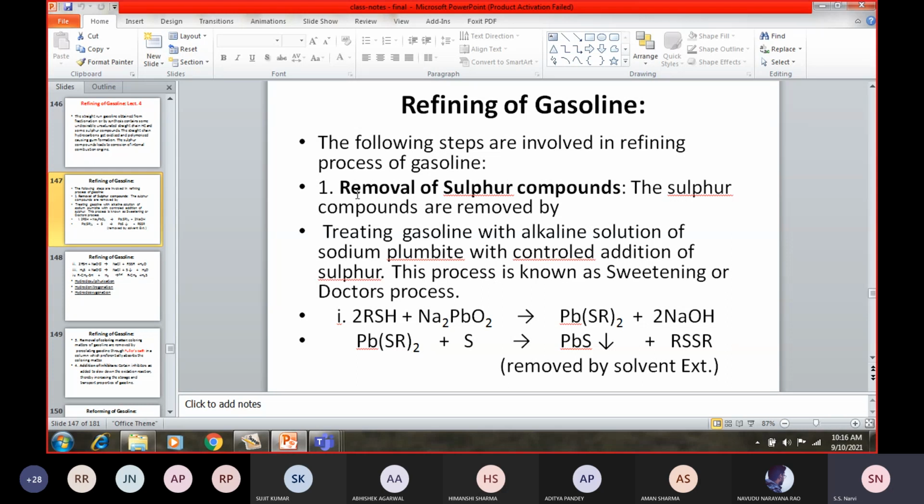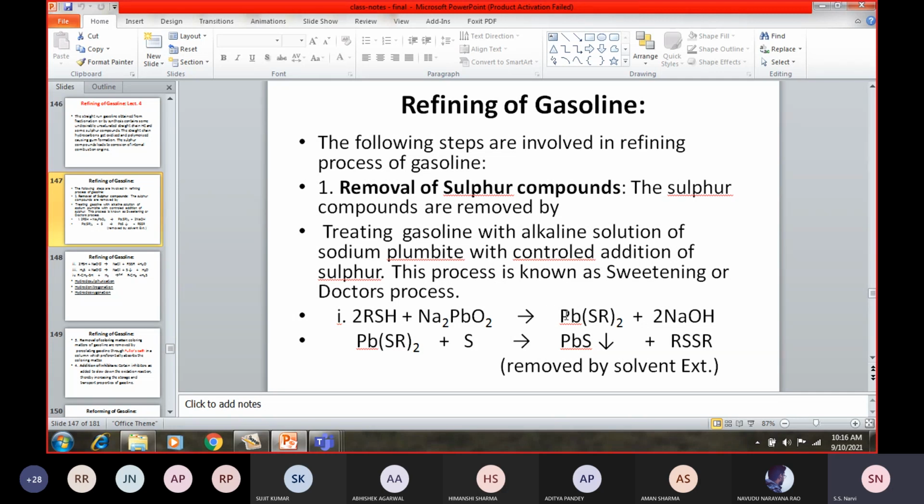Refining of gasoline is the removal of sulfur. Sulfur compounds are removed by the Doctor's process, where alkaline sodium plumbite is reacted with the oil, so that organic sulfur, RSH, gets converted into lead sulfide, isn't it? And 2NaOH, and then you have organic lead sulfide.